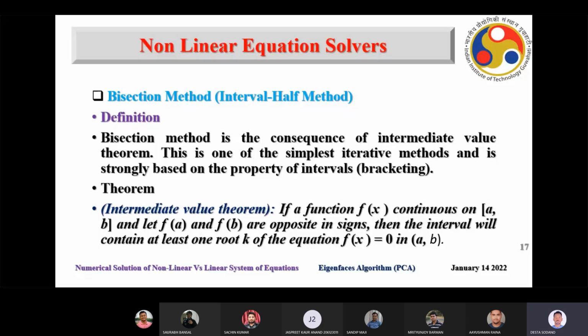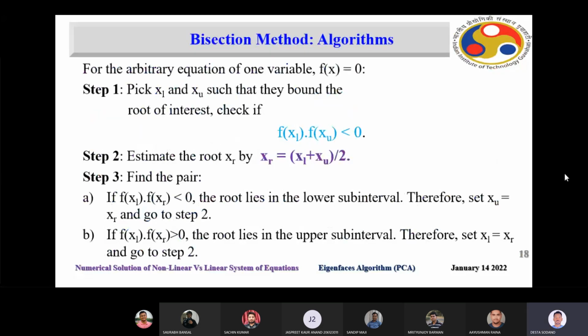This is the algorithm for the bisection method. First of all, we pick two values and directly apply f(xl) and f(xu). Step 2: estimate the root by adding both the given endpoints and then dividing by two, the half interval. Step 3: depending on whether the root is in the lower subinterval or the upper subinterval, we go to the next steps. This is the algorithm procedure.